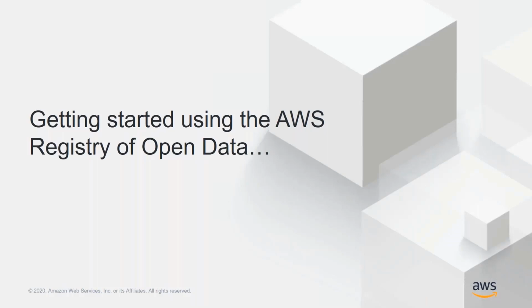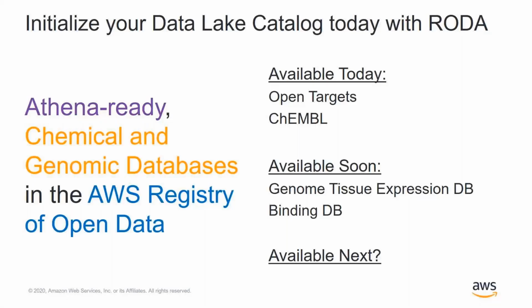And so the AWS Registry of Open Data has started making this even easier for you to start playing with some of these tools. Just to be clear, the AWS Registry of Open Data is a program that we have where AWS supports data transfer and storage costs of popular open data sets. And some of those data sets are, and this is a bit of a mouthful, so I'll go slow, Athena ready. They are generally chemical and genomic databases, and they're basically available for free in the AWS Registry of Open Data.